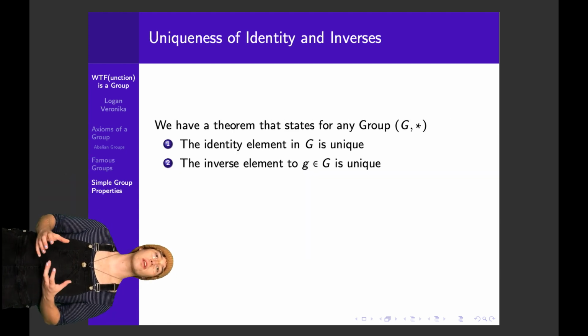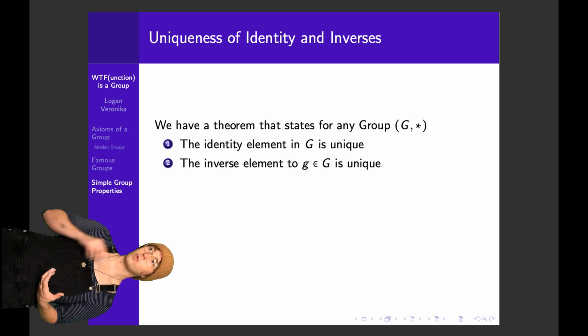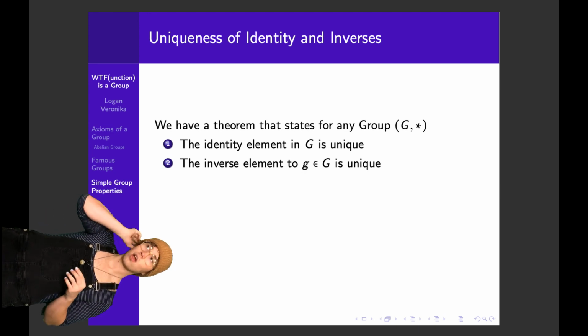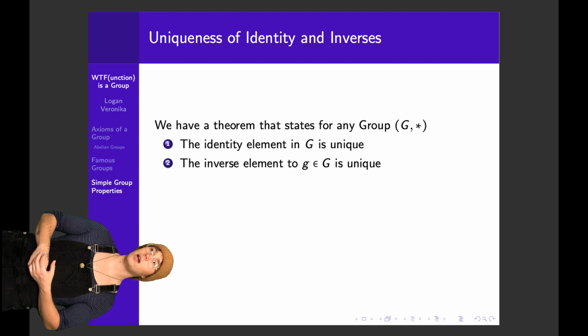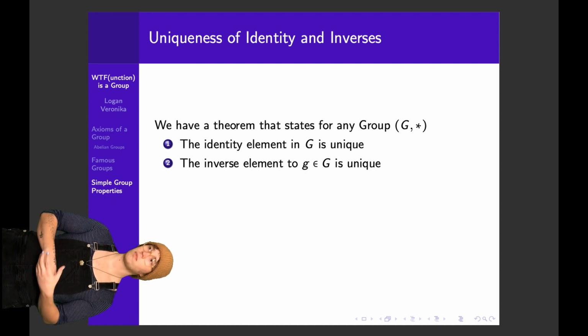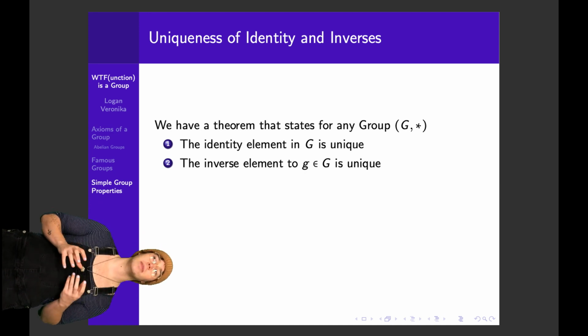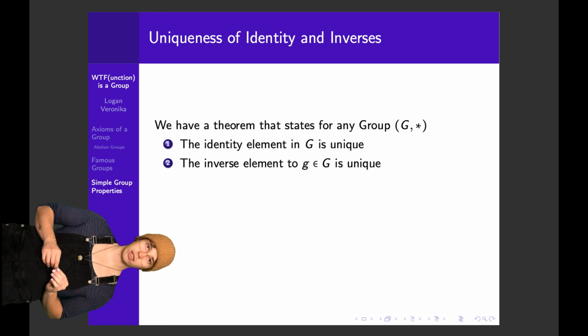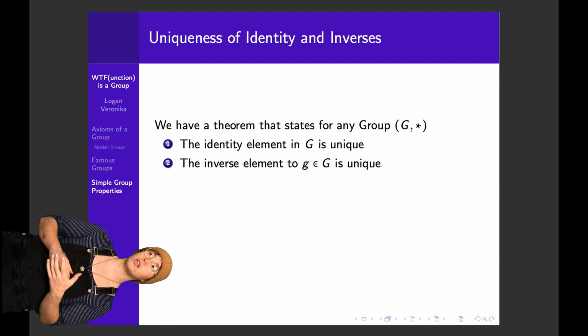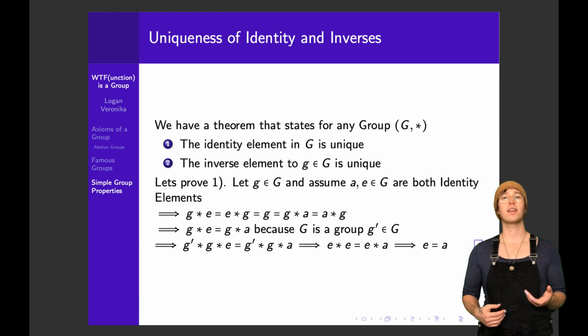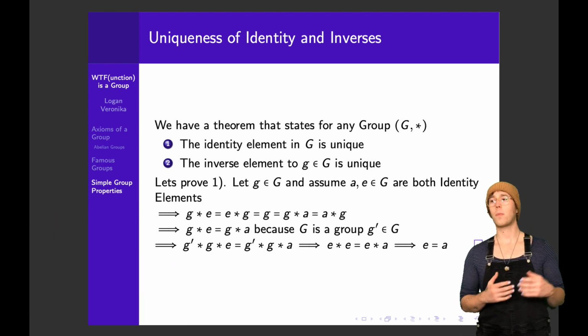Now getting into one of our group theory theorems, we have a theorem that says for any group G, under G star, the identity element in G is unique, and the inverse element to g in G is unique. So we can prove the first part pretty easily.